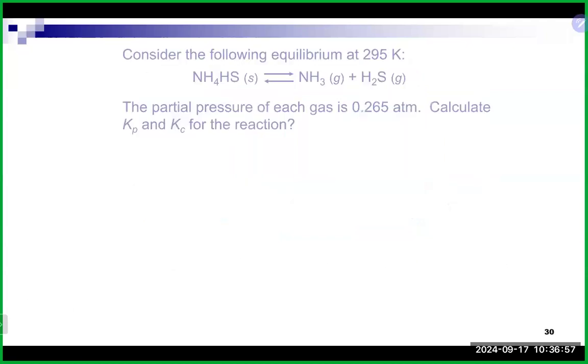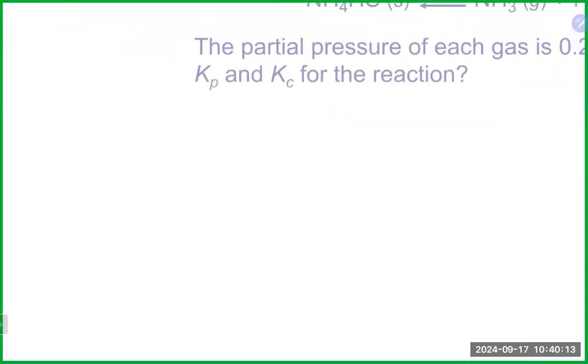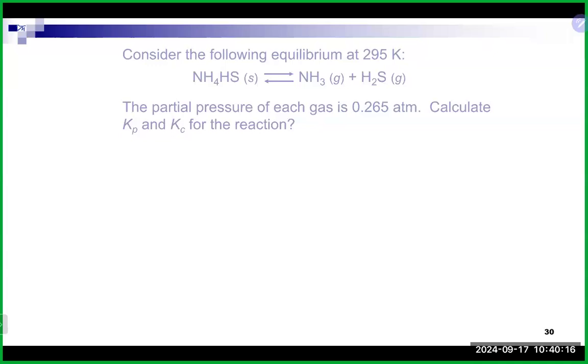All right. So why don't we try this one here? The partial pressure of each gas is 0.265. What is the Kp and Kc for this reaction at 295 Kelvin? Take a look here. In this case, we're given some pressures, so Kp would seem like the good place to start. We'll write our Kp expression. That's going to be the partial pressure of NH3 times the partial pressure of H2S. Once again, that other species is a solid, which means we're not going to include it. So this would be our expression.